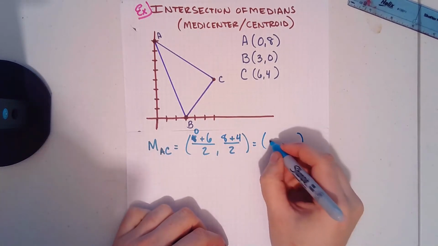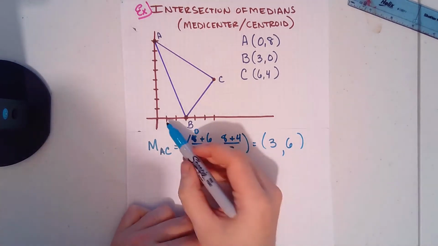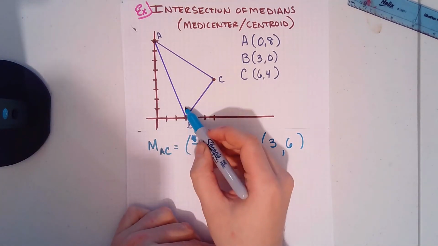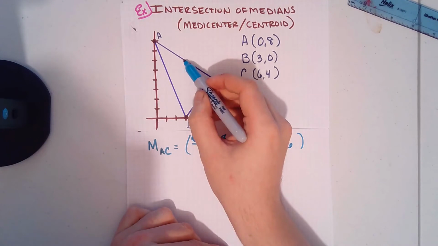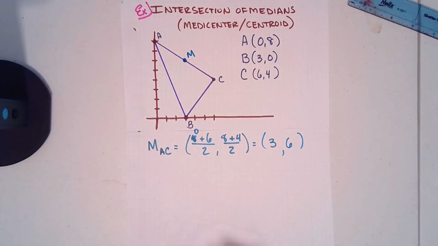And if we do some math, we get that the midpoint of those sides is 6 divided by 2, which is 3, and 12 divided by 2, which is 6. So 3 comma 6 is the midpoint there. So if I go to 3 and go up 6, 1, 2, 3, 4, 5, 6, yep, that's on that line. There's the midpoint of AC, 3 comma 6.